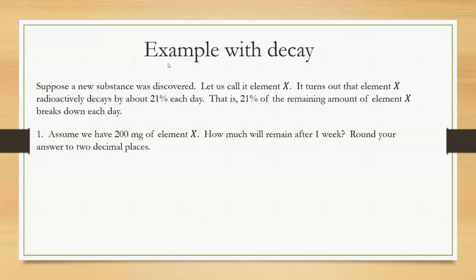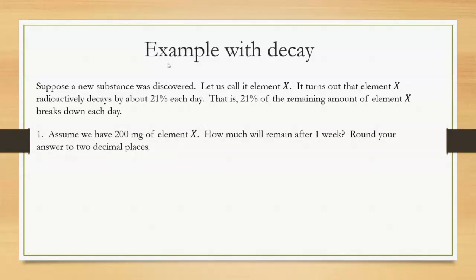So some new substance has been discovered, right? I'm calling it element X, okay? And it turns out, somehow we found out, I don't know how they determined this, but it radioactively decays by about 21% each day. So in other words, 21% of the remaining element breaks down every day.